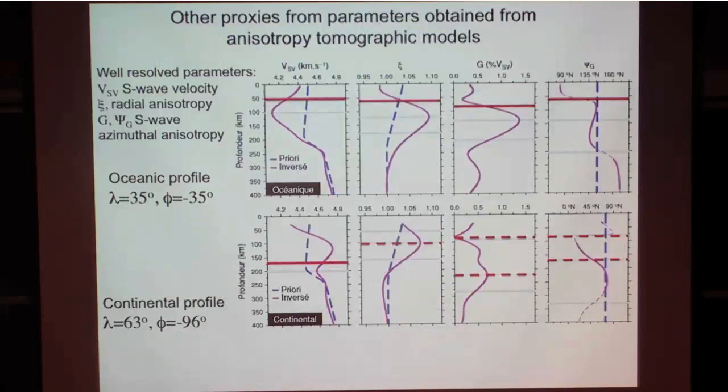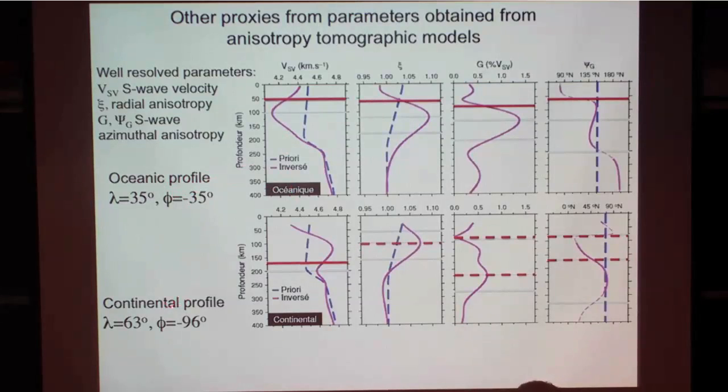Okay, so that's a complex figure to show that we can use different anisotropic parameters. As I said previously, we have some well-resolved parameters, which are VSV, S-wave velocity, Xi, the radial anisotropy, and the two parameters related to S-wave azimuthal anisotropy. So if you consider VSV, you see by using the gradient technique, we have access to a proxy of the L.A.B. And again, by using radial anisotropy, we use the fact that the gradient is opposite but also has a maximum. We also investigate the influence of the variation of the azimuthal anisotropy through the amplitude and the azimuth. And so that's an example in an oceanic profile.